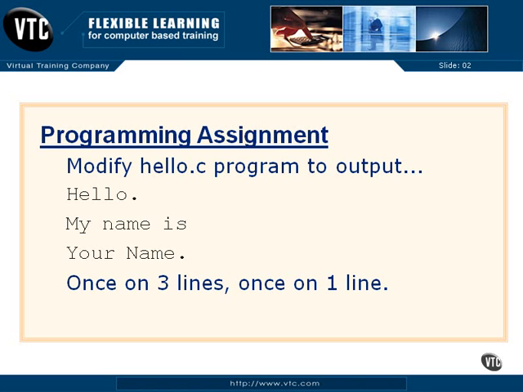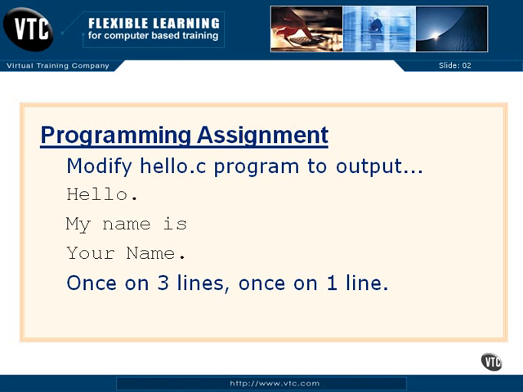Alrighty, here's your first programming assignment coming up. I want you to go into your editor and modify your hello.c program to output "hello.", new line, "my name is", new line, and then put your name in there. You can write your name if you want to, but it's a little more interesting if you get your own name in there. Nothing that we like to see more than our own name up in lights on a screen. And then put a period at the end of that.